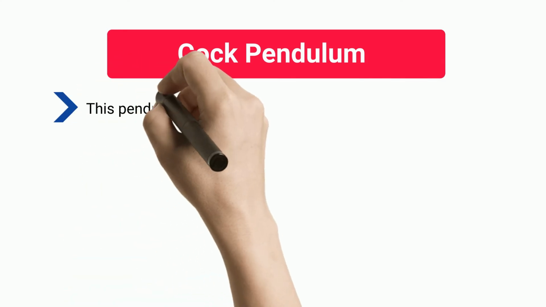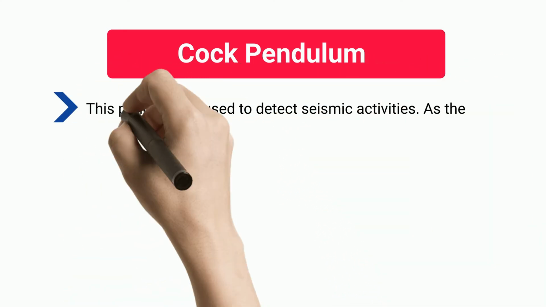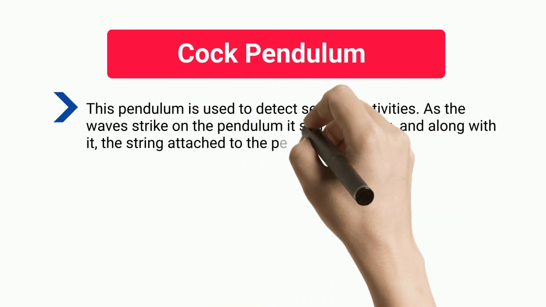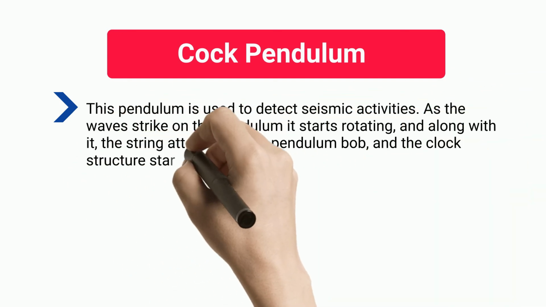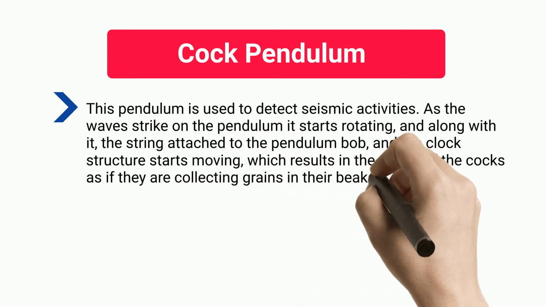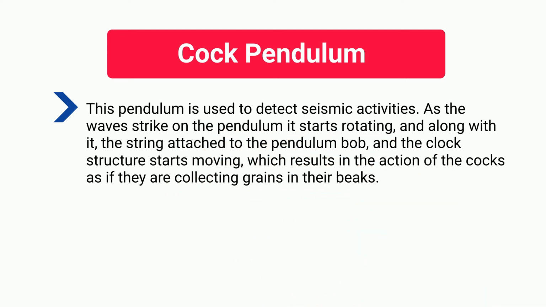Cock pendulum. This pendulum is used to detect seismic activities. As the waves strike the pendulum, it starts rotating, and along with it, the string attached to the pendulum bob and the clock structure starts moving, which results in the action of the cocks as if they are collecting grains in their beaks.